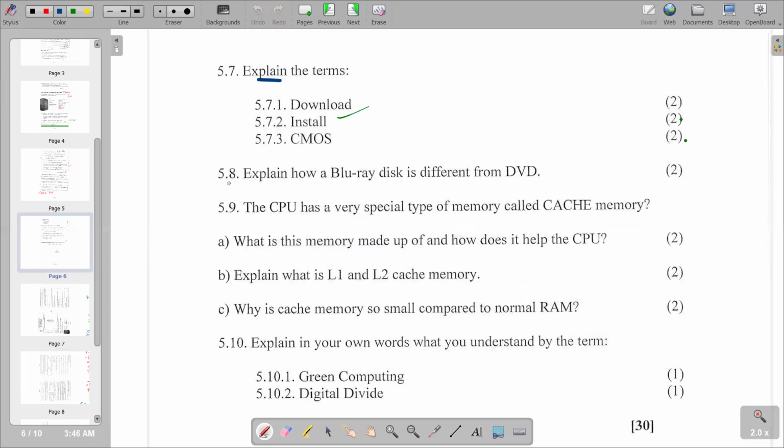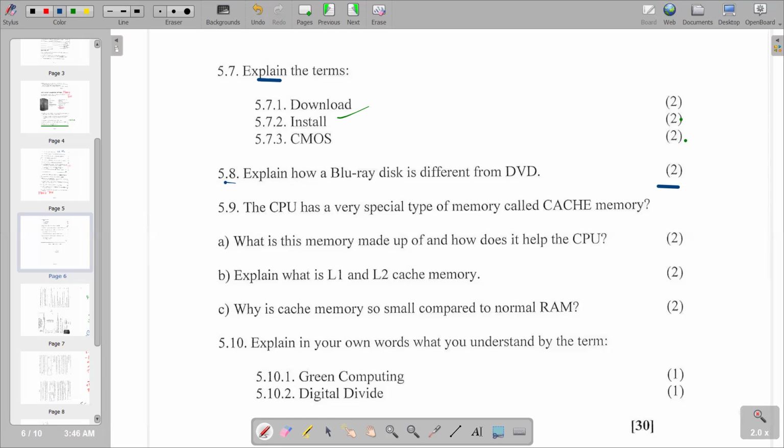Remember, for 5.8 we only need one difference. The CPU has a very special type of memory called cache memory. The cache memory is a type of data storage used to store frequently accessed information for faster response time. So basically, that's the cache memory. And the cache itself is a hardware or software component that is used to store something, usually data, temporarily in a computing environment. That's the explanation in terms of the cache.